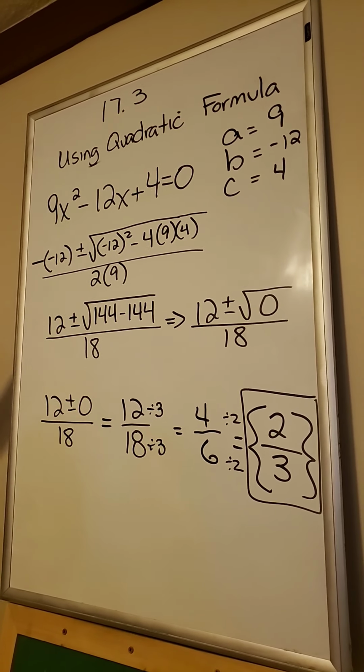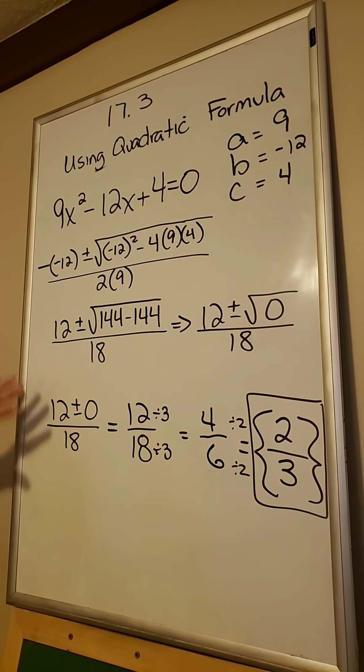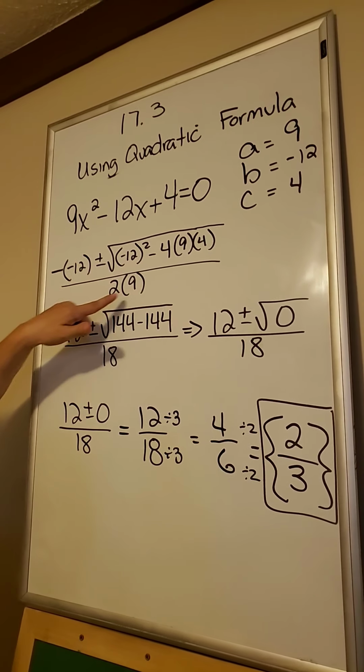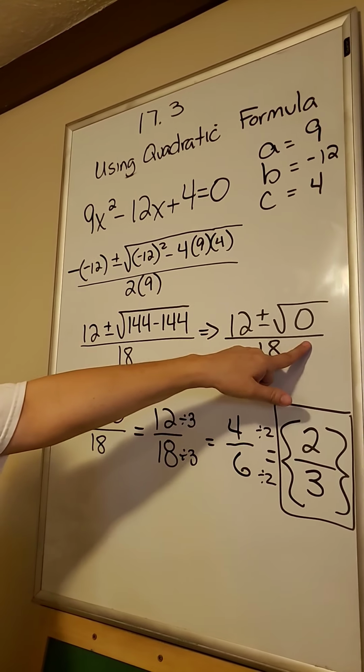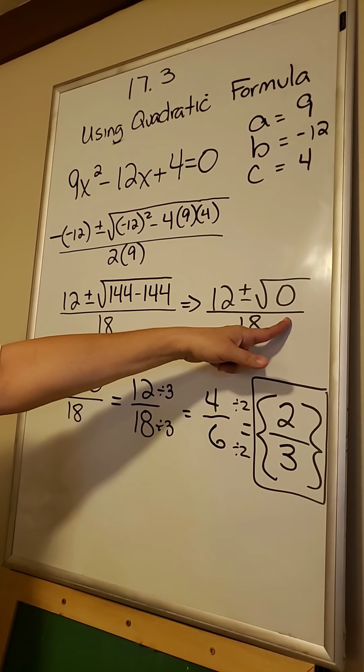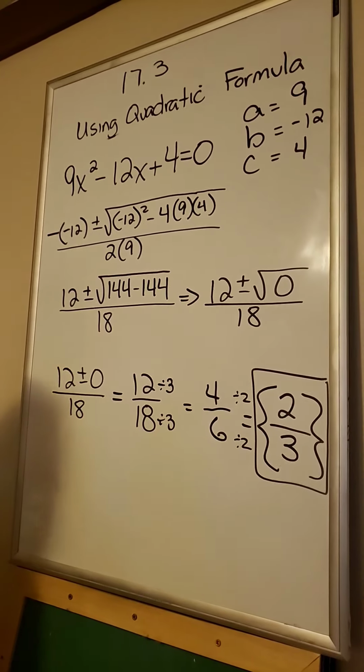So take a look at it and figure out where you went wrong. I think that if you plugged in everything right, then you probably got over here to radical 0 and didn't know what to do with it. The square root of 0 is 0. If you didn't know that, you could put that in your calculator.